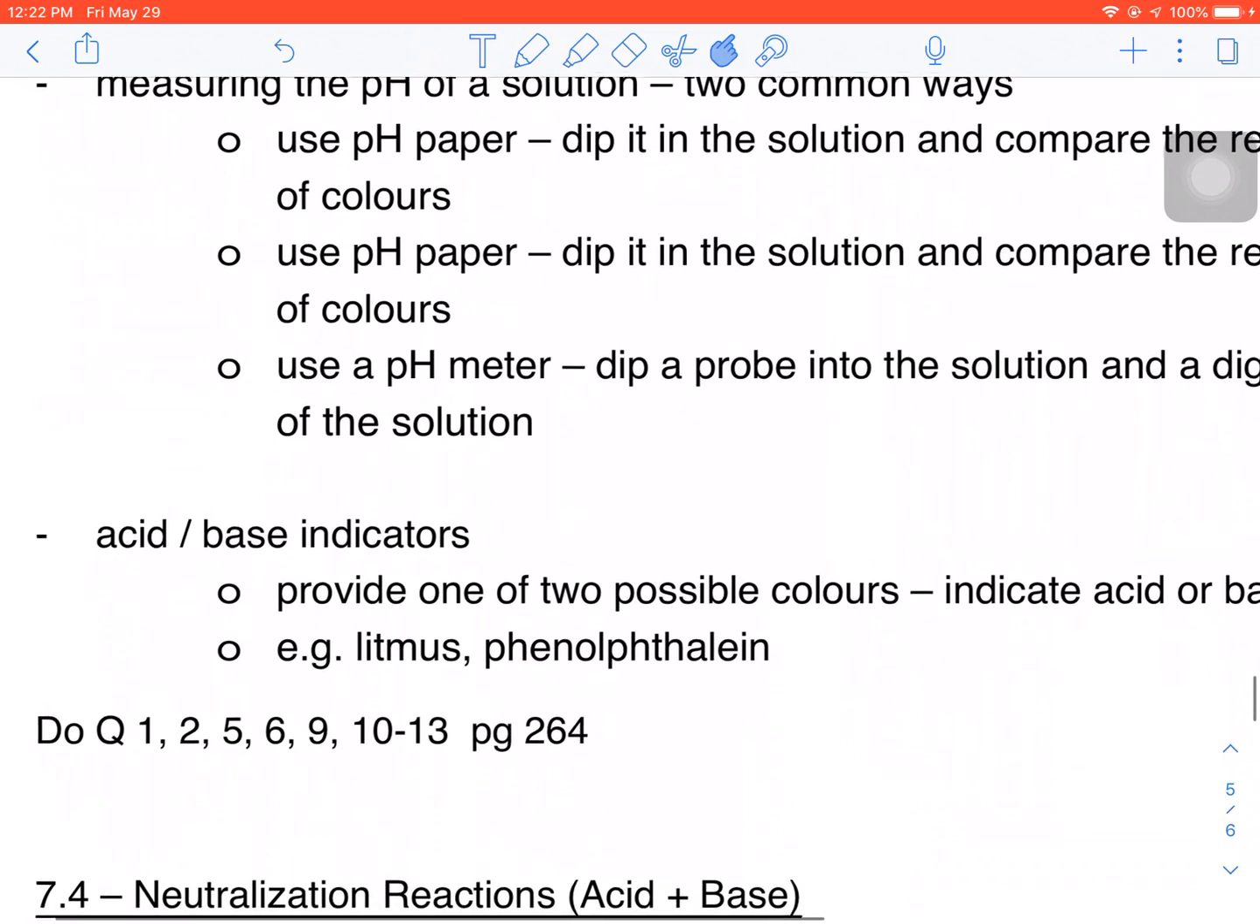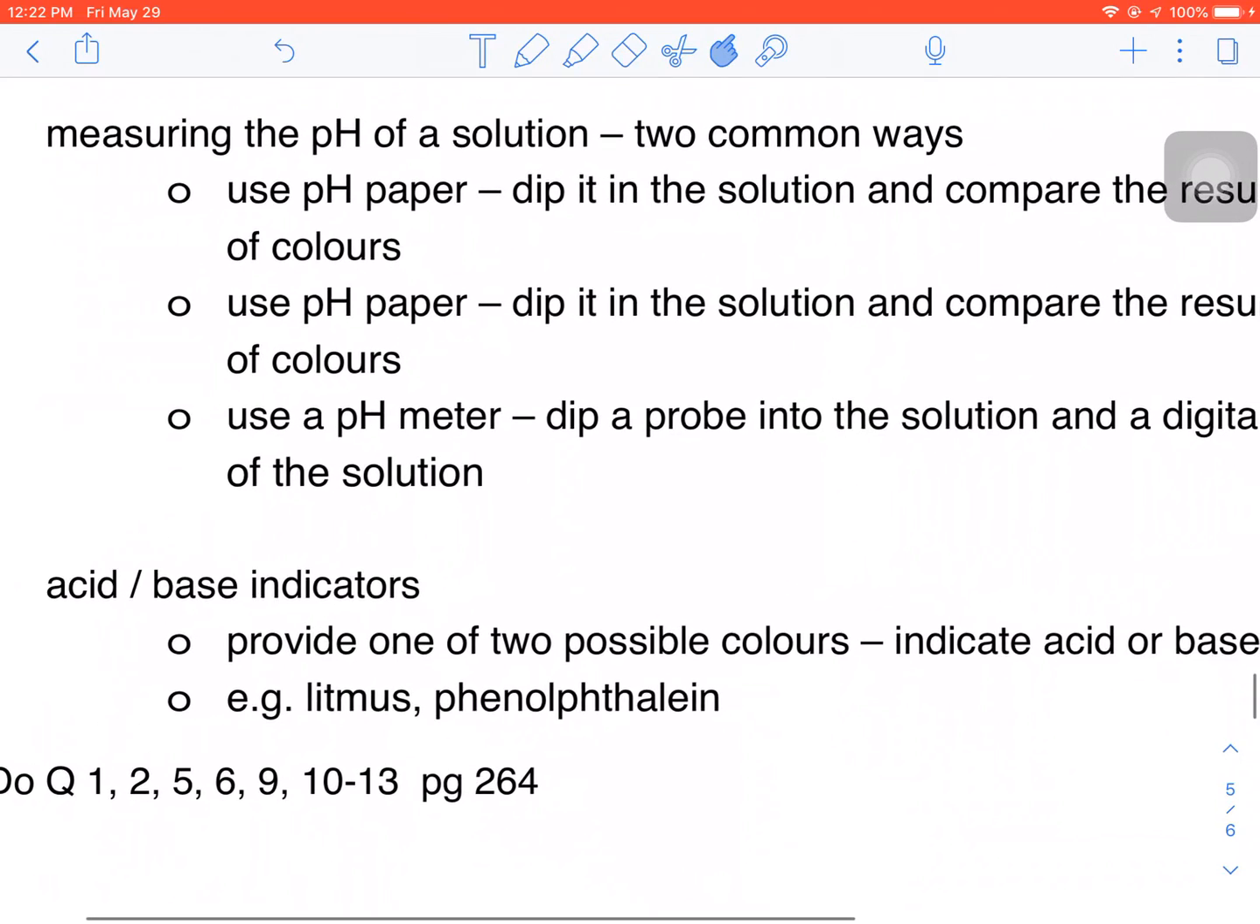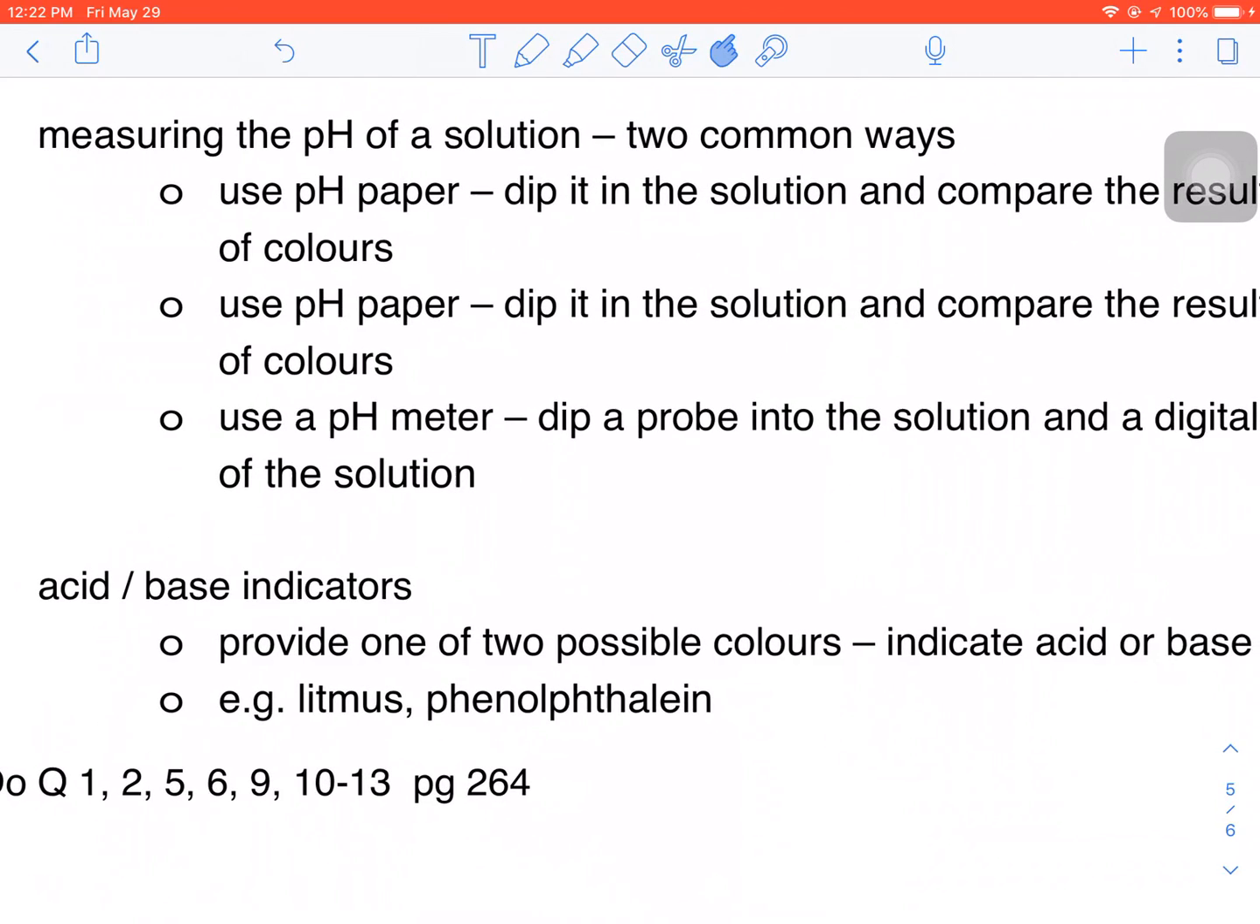Okay, so if I want to measure the pH, I can use pH paper, which is a piece of paper that I dip into the solution. It's kind of like the litmus we saw a moment ago, but it will basically tell me what the pH is of that solution.